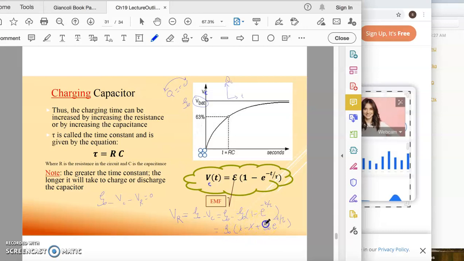Yeah, I did something wrong. This is already out, it's here in the common factor. So it is just simply epsilon times exponential of minus t over tau.